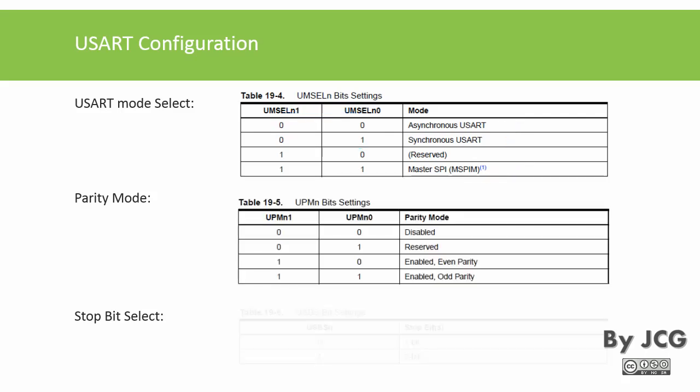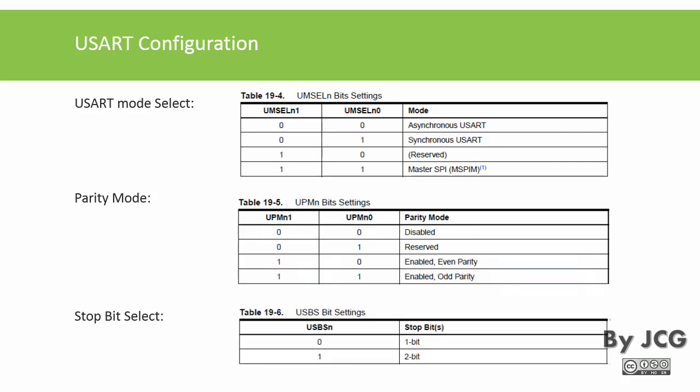Another thing that you can configure is the parity, remember? So if you have 00, which is the default, you have disabled parity. That means that you're not going to send the parity of the information you send. And when you have 1 0, you're going to have it enabled with even. For 1 1, you're going to have odd parity.